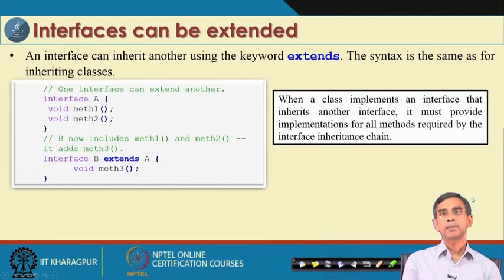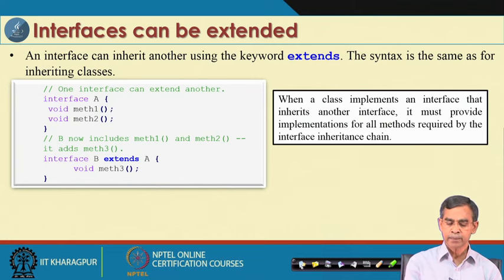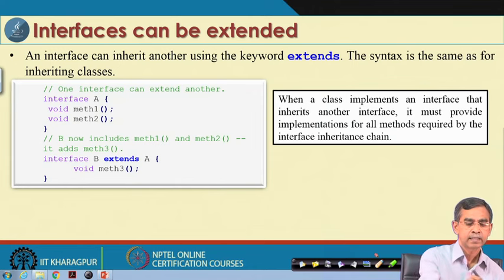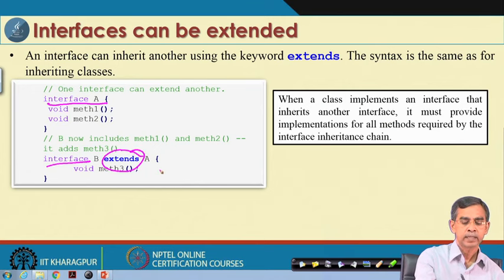An interface can be extended. We have already discussed this: an interface truly works like a class, as a class can extend another class. So, an interface can also extend another interface. Suppose here interface A and interface B use the same extends. So, we can extend the interface.